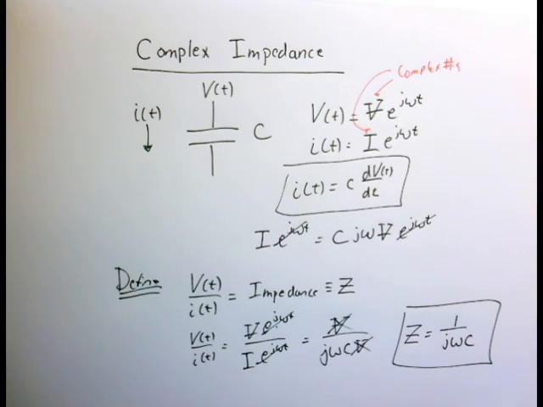And so my impedance is kind of like a resistance, right? Because it's voltage over current. But now it's a frequency dependent thing and it's complex. So it seems maybe a little bit weird, but it's extremely useful. Now let me show you how it's useful.